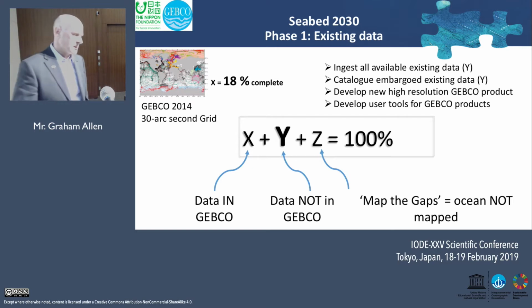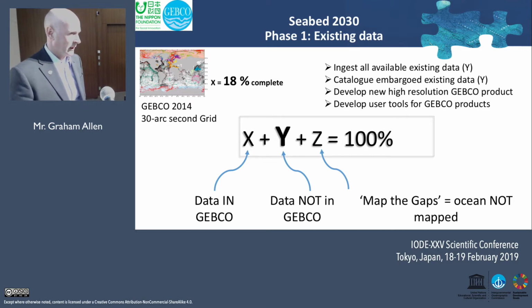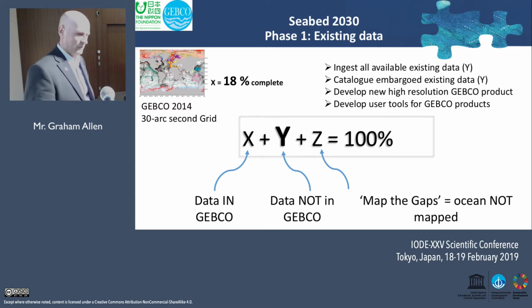Now at the moment in the 2014 30-second grid, X equals 18%. So of all the grid cells in the GEBCO grid, 18% have a data point in them. 82% don't. So that's the challenge for Seabed 2030.